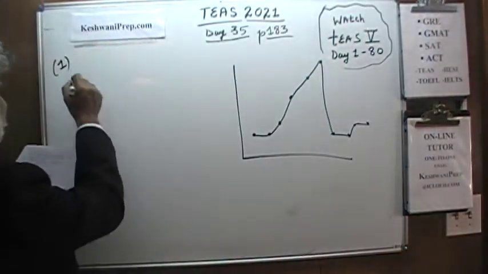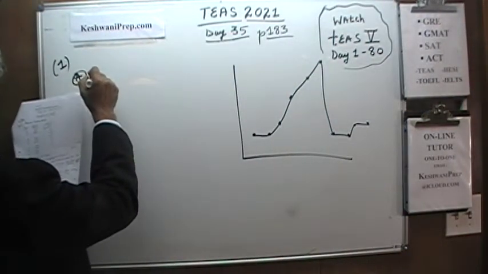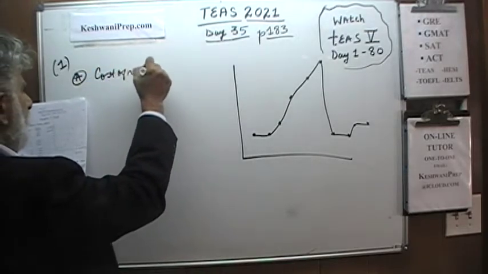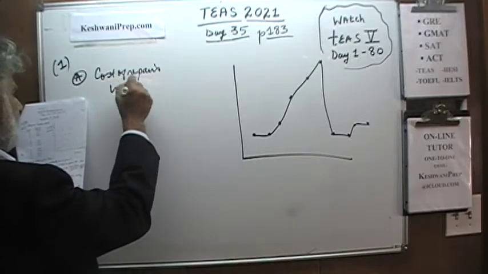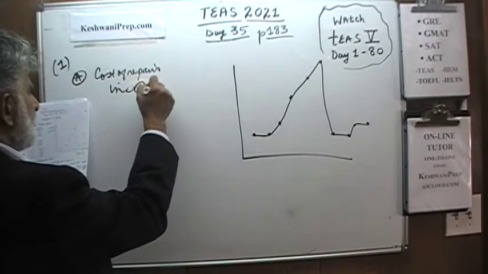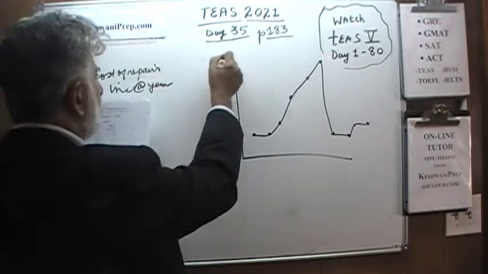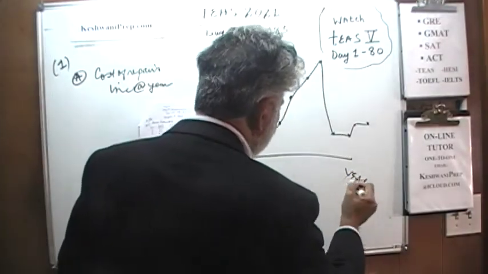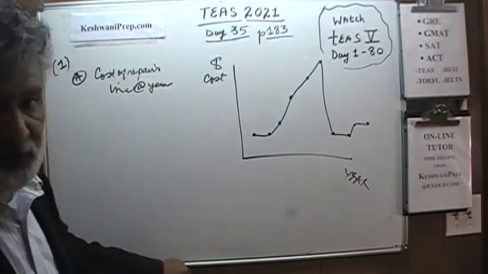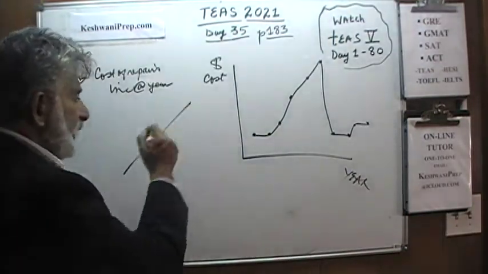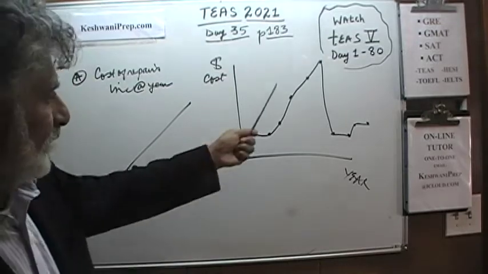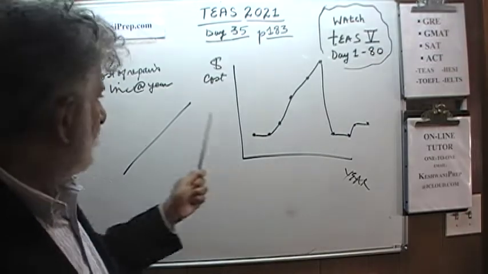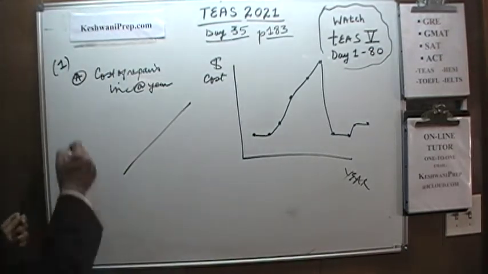Answer choice A says that the cost of repairs increases each year. So this is the cost of repairs, and these are the years, obviously. If the cost of repairs had increased every year, it would have been a straight line going up all the way. That's not the case here. Whatever this year was, the cost of repair was very high. The following year it went down. The cost of repair does not go up every year.